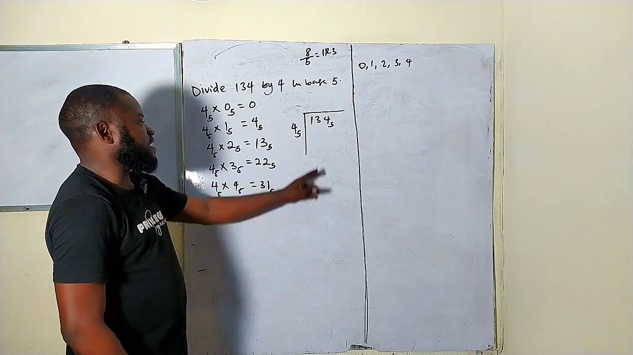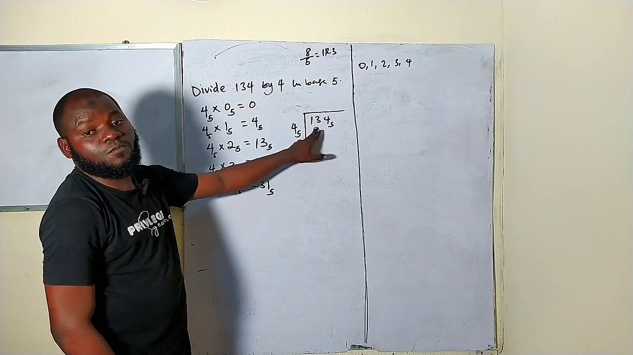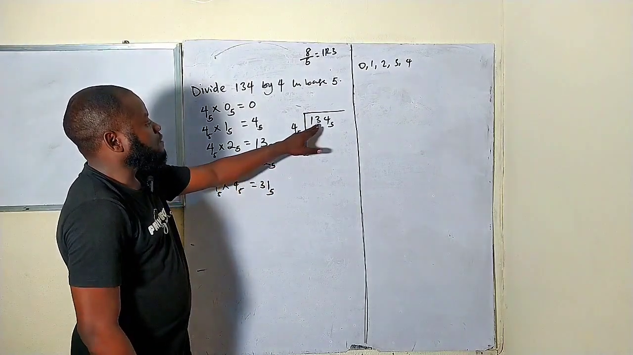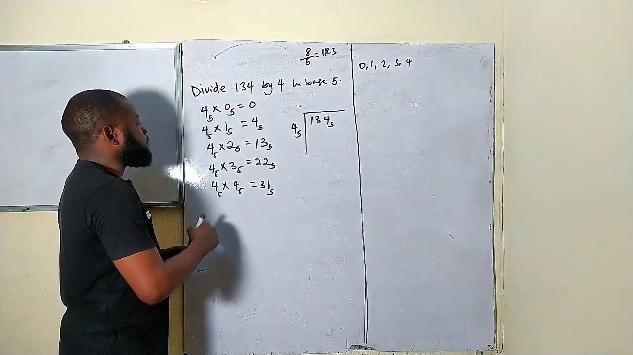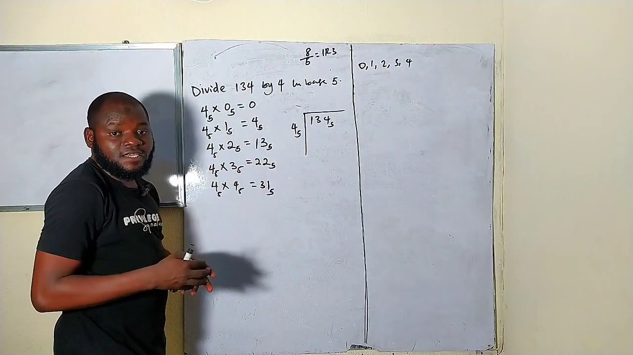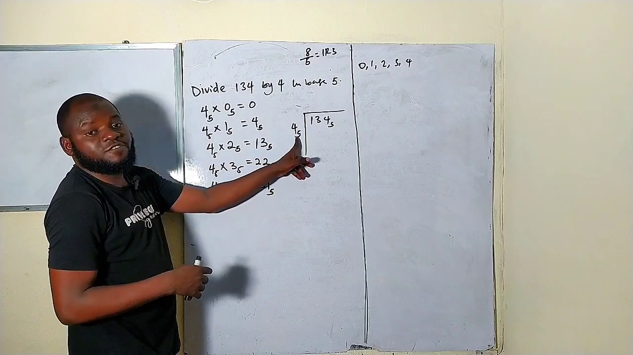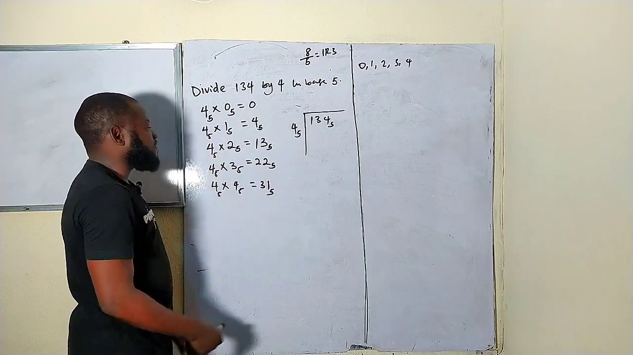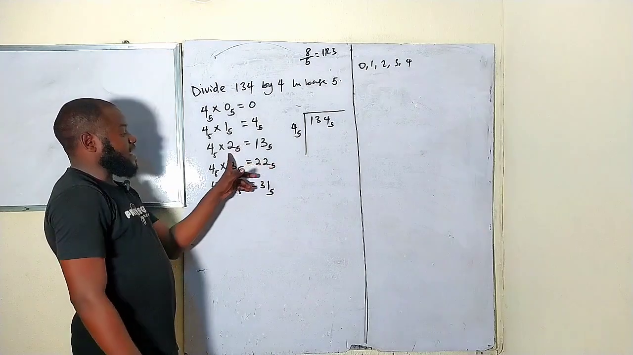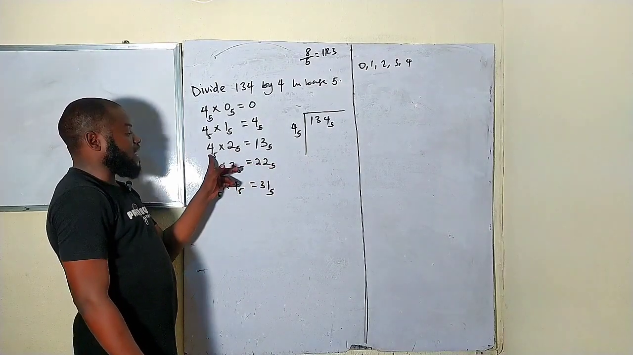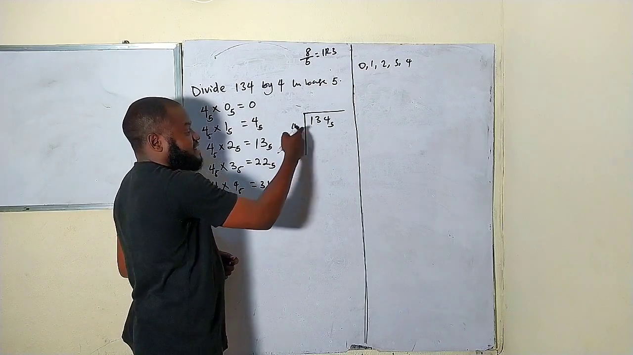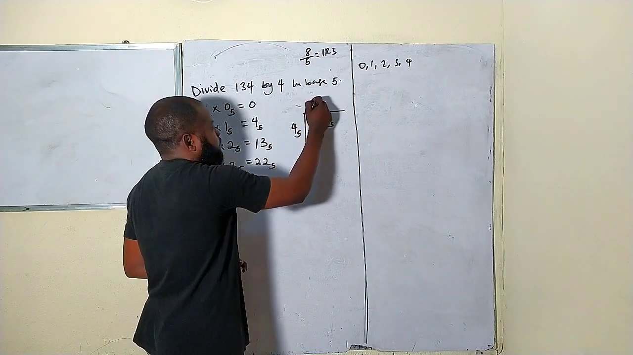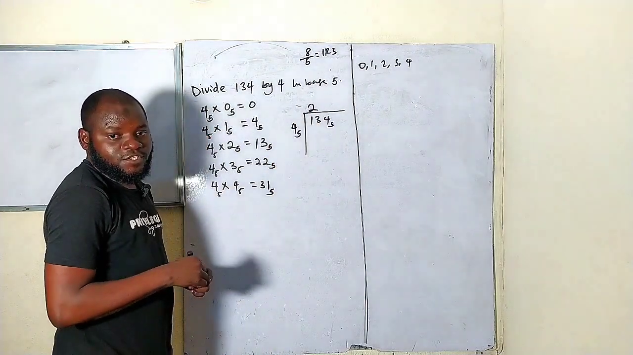So if that should be the case, let's put these two together. This becomes 13. So 13 divided by 4, what will that give us? Is there any digit that multiplies 4 in base 5 such that the result is 13 in base 5? And we have 2. So 2 multiplied by 4 in base 5 gives us 13. So if I say 13 divided by 4 in base 5, my result is going to be 2. Do you understand that now?